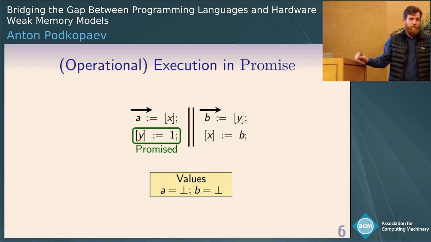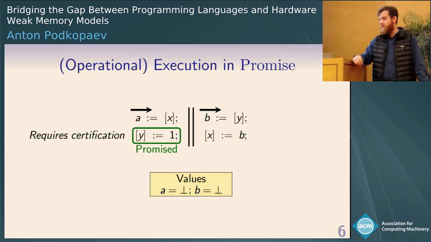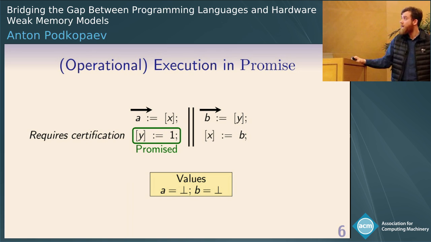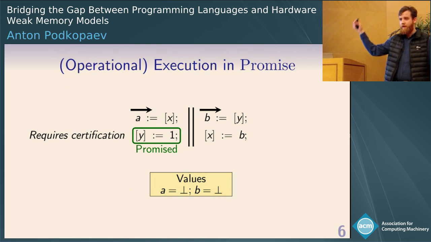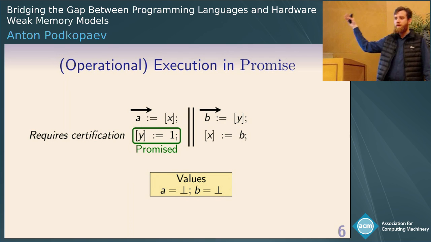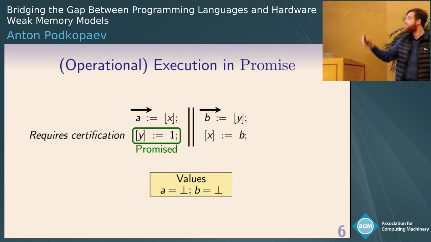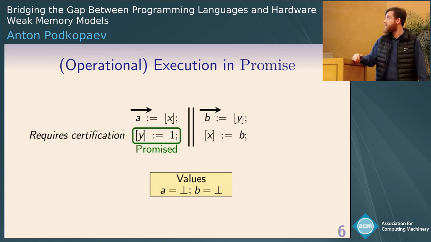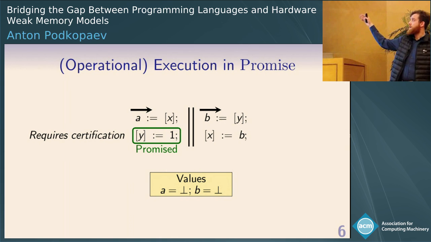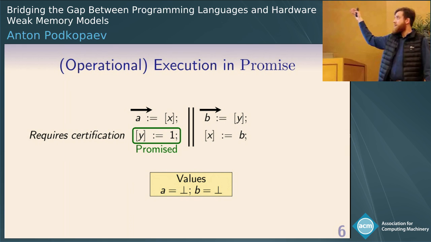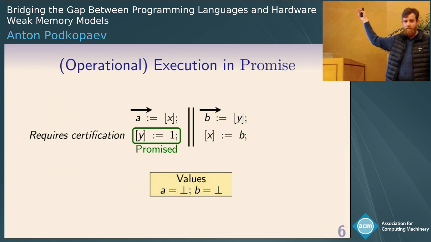However, not arbitrary promises can be made. So the promising semantics requires threads to certify their promises, and certification here is done by executing the thread in isolation and showing that the thread can fulfill its promises in this isolated execution. So that is why the right thread here cannot start execution of the program by promising to write 1 to X, because it has to read 1 before that.